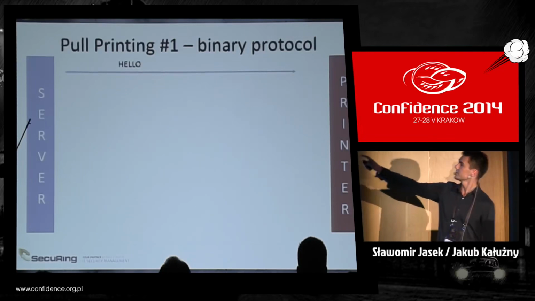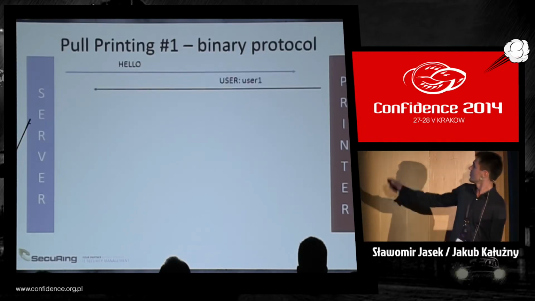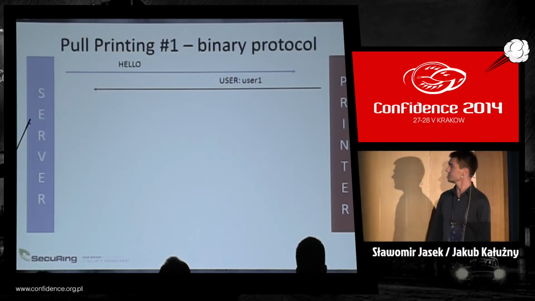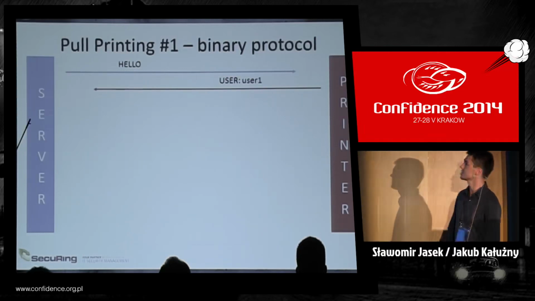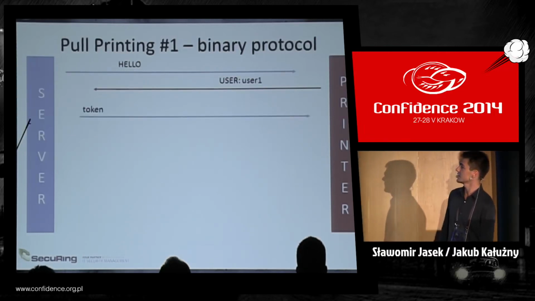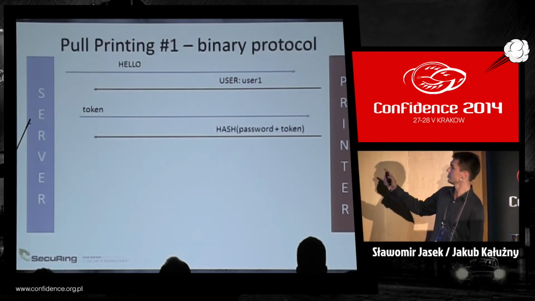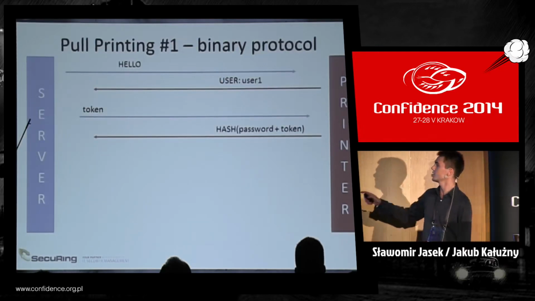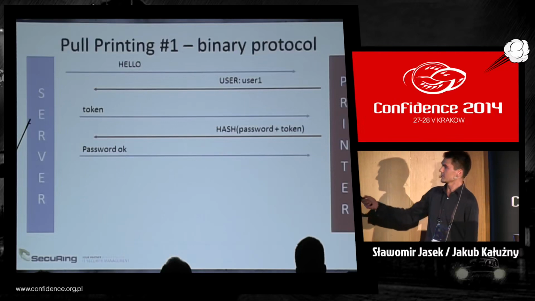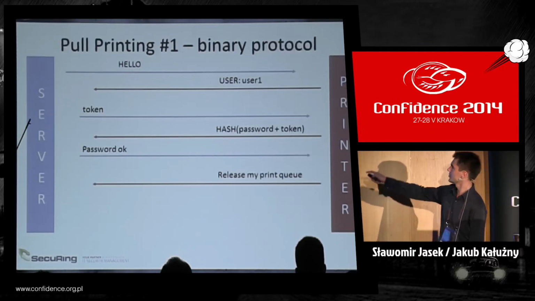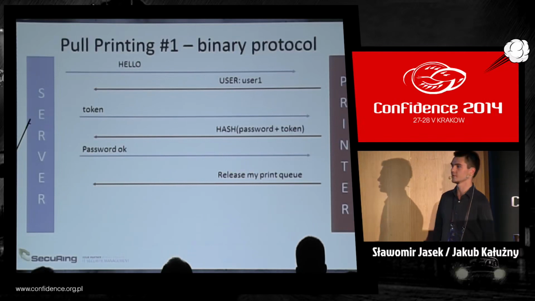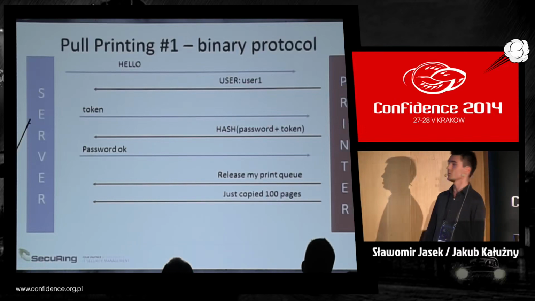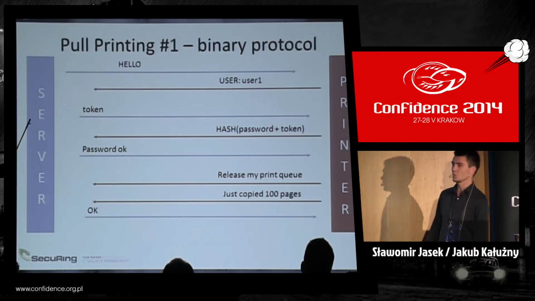So first, the server sends some hello communicate. That's okay. The printer sends the username of the user that authenticated at the printer, either by swiping card or typing his username. The server sends the token. This was a one-time token. The printer responds with a hash of a password plus token, and then the server validates it. After this, the printer sends the inside communication, like, for example, release the print queue, or I've just copied 100 pages, charge me.